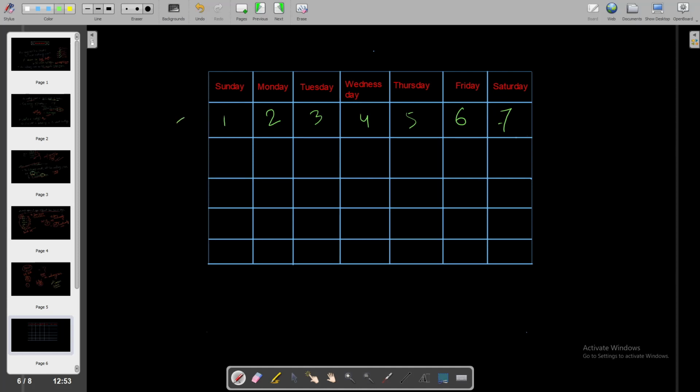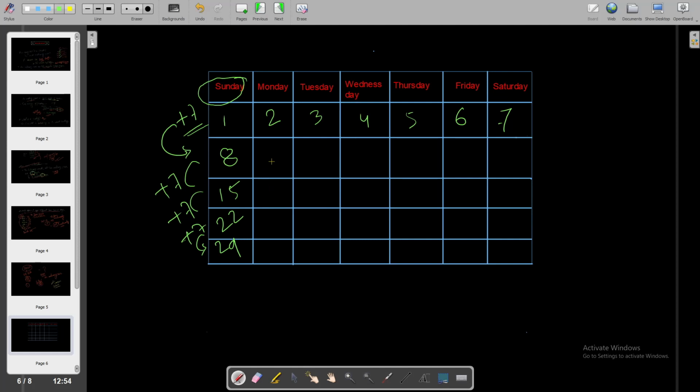Look, if you add 7, the date will be 8. And if we add 7, the date will be 15. If we add 7, the date will be 22. If we add 7, the date will be 29. Look, after 7 days, the same day repeats. Sunday repeats on the same date pattern. And thus, calendars are made.